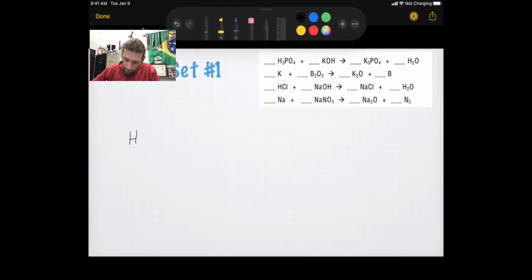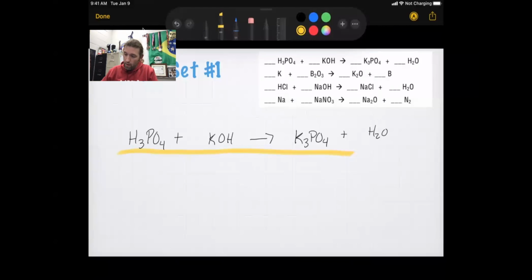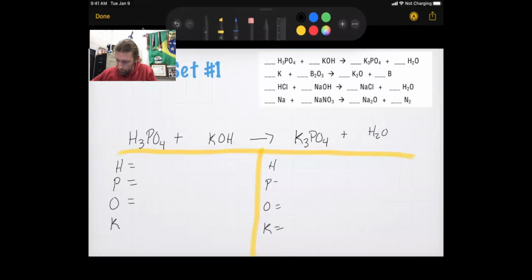So number 1 would be H3PO4 plus KOH, potassium hydroxide, and the hydrophosphate there comes out. Okay, and that gives us K3PO4 plus water, H2O. Okay, so how do we balance this? Same thing we did last time. So I'm going to go on ahead and draw my table here. And I'm going to write down an entry for each of the atoms that's on either side of the equation. So my hydrogens, phosphorus, my oxygen, and my potassium. All right, H, P, O, and K.